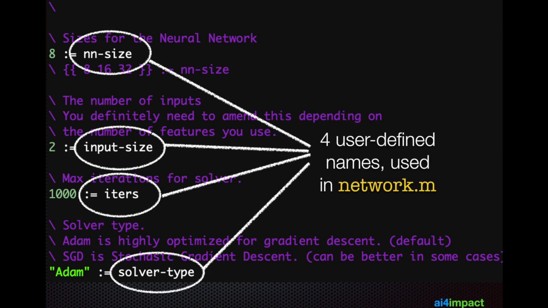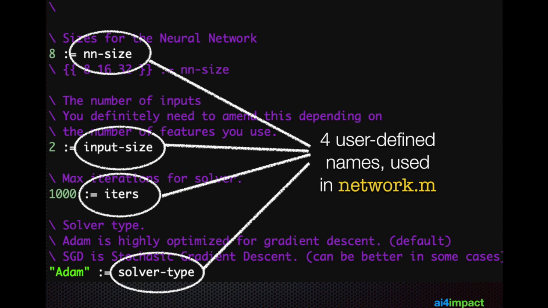Here we see there are actually 4 names being defined, and these 4 names are all of them used in network.m. So in other words, all of the configurations that you define in config.m will ultimately be used in your network.m. NN size might mean the size of the network, for example. Input size could mean the size of the input vector window. Iters could mean the maximum number of iterations you want to run the network for. And solver type could mean the kind of solver you'd use in training. Of course, the actual meaning of these different names would depend on how they're used in network.m, as we'll see shortly.